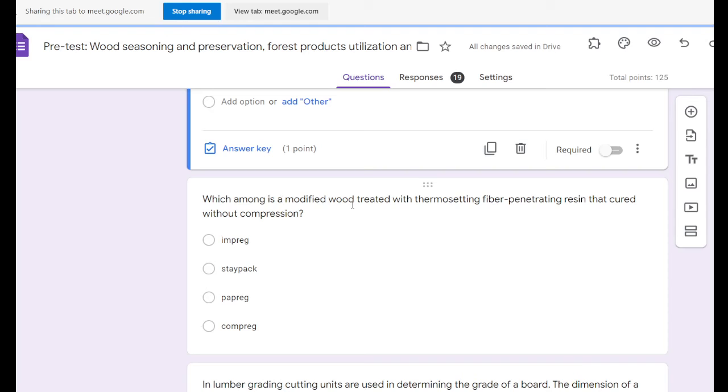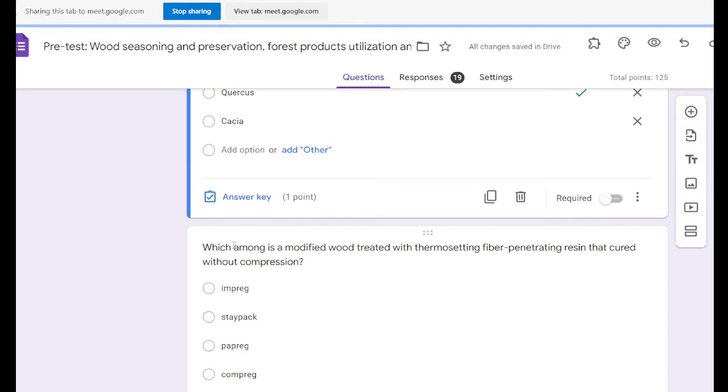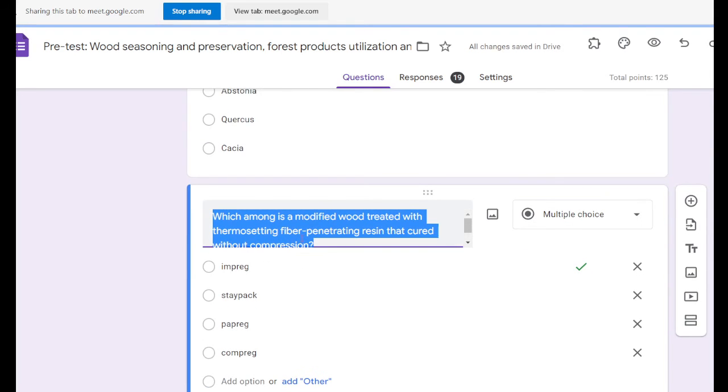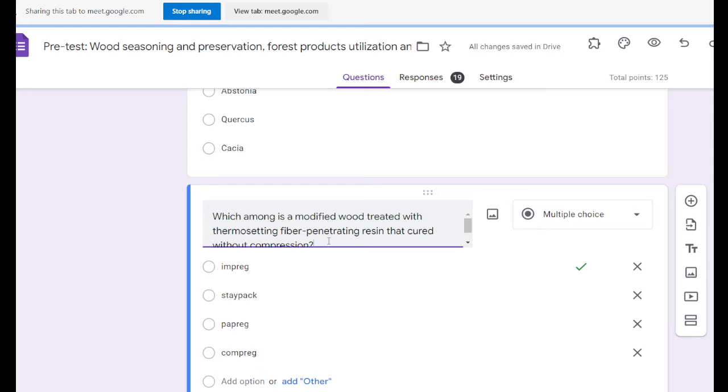Which among is a modified wood treatment with thermosetting fiber penetrating resin that cured without compression. Okay? The question is that it's a modified wood treatment with thermosetting fiber penetrating resin that cured without compression. The answer for this one is impreg. Okay? It's a type of modified wood.